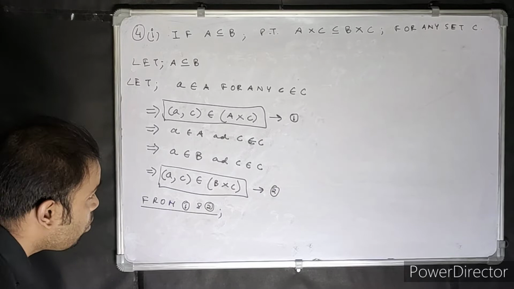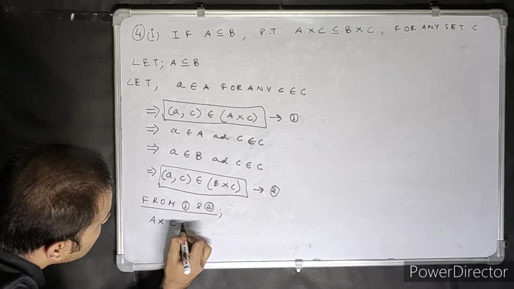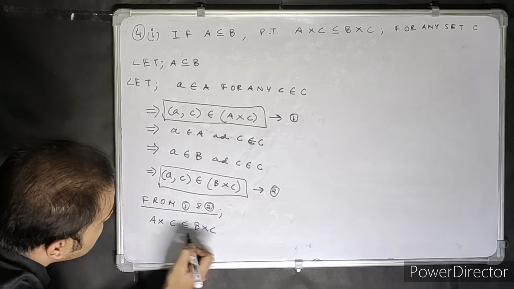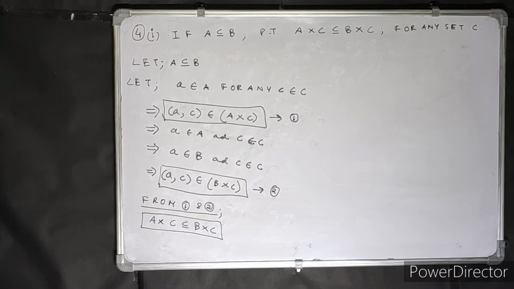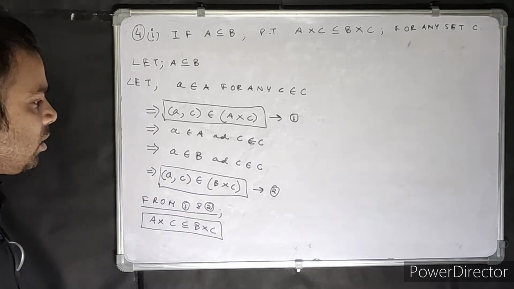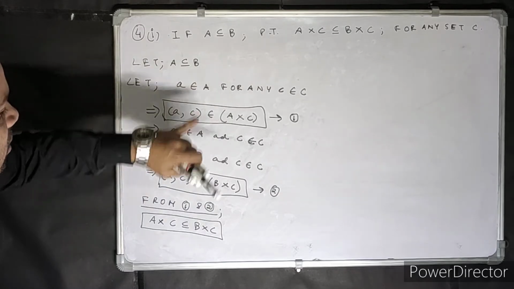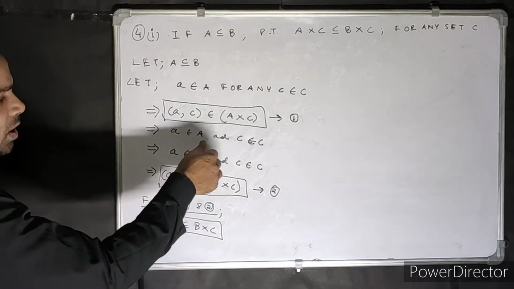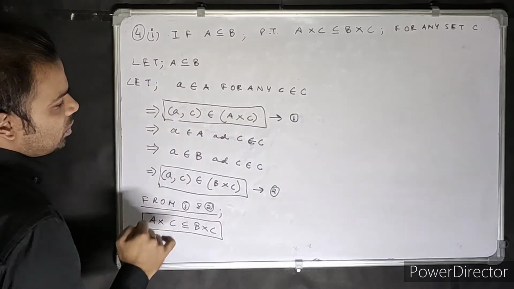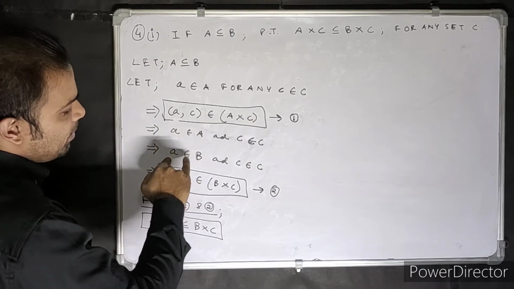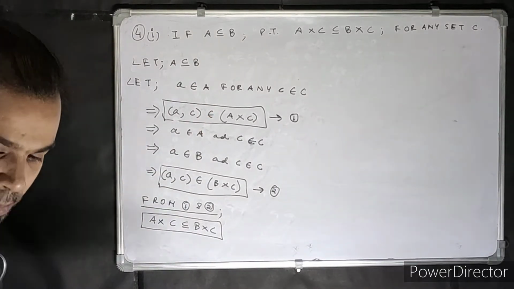So from 1 and 2, A cross C is a subset of B cross C. Why? Simple, because a comma c also belongs to A cross C and a comma c also belongs to B cross C. How did I change from A to B over here? Because I have already taken that A is a subset of B. So don't get confused over here. Over here, I split it up again: a belongs to A, c belongs to C, and then from here, a belongs to B because A is a subset of B. Already started with that. Let's go on to part 2 of this.